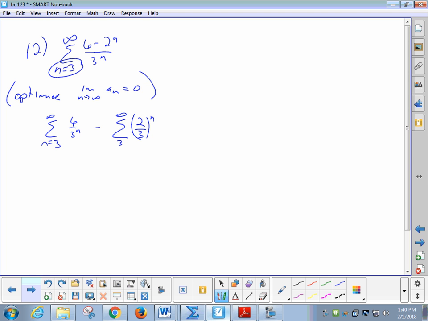Okay. So, this is a geometric with an r equal 1/3. That's less than 1, so it converges. Therefore, the sum is, now be careful, A1 is not 6/3, it's 6 over 27. Wait, 6 over 2? Yeah. Oh, that's what it is. This is the sum, got it. This is geometric, r is 2/3, which is less than 1, so that converges.